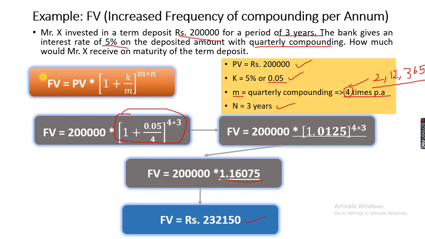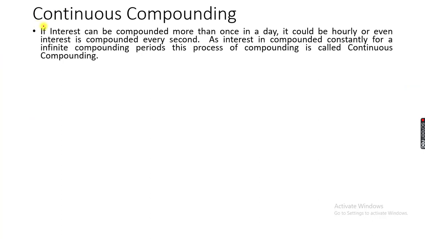It also happens in certain cases that banks will compound more than once in a day. Let us see the scenario in the following slide. We have a concept called continuous compounding. If compounding is done more than once in a day, which means that it could be even hourly, it could be even for every second the interest is compounded. It is a scenario where interest is compounded constantly for infinite compounding periods, and this process is called continuous compounding.